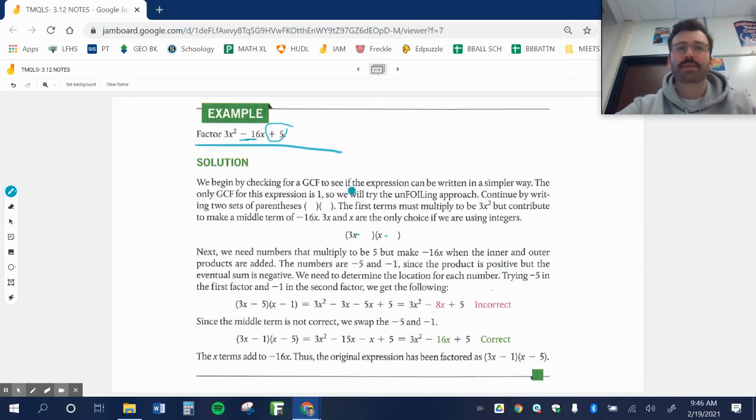It says begin by checking to see if there's a GCF. There isn't. GCF is 1, so we have to go with the unfoiling approach. The first two terms must multiply to 3x squared, making the middle term.